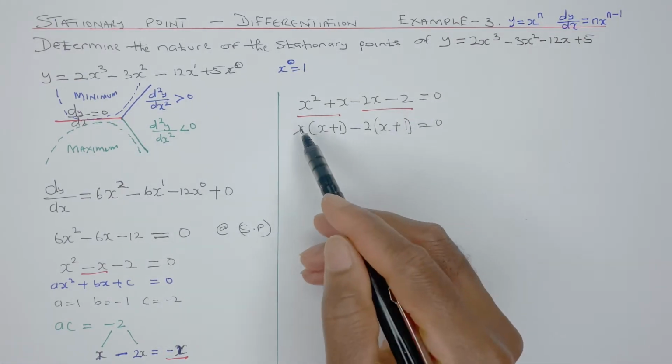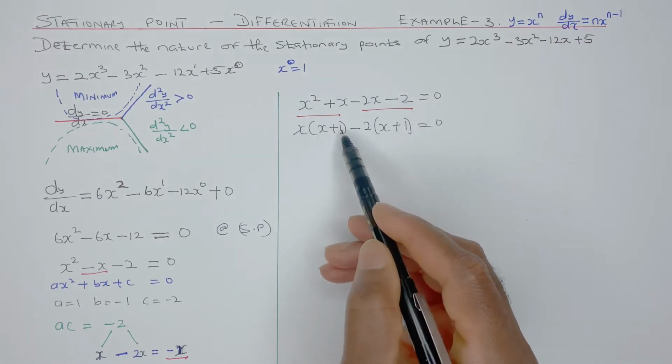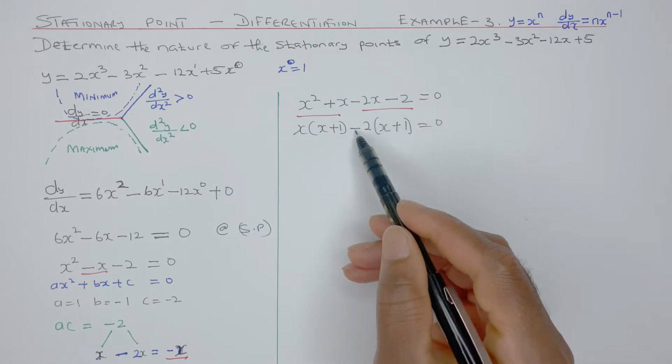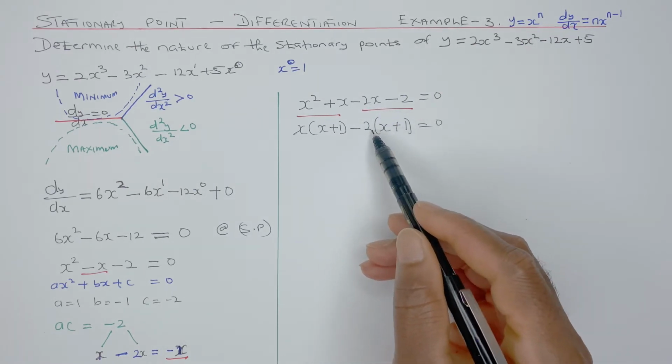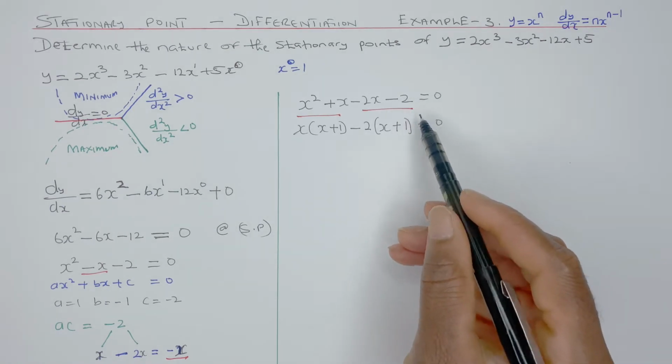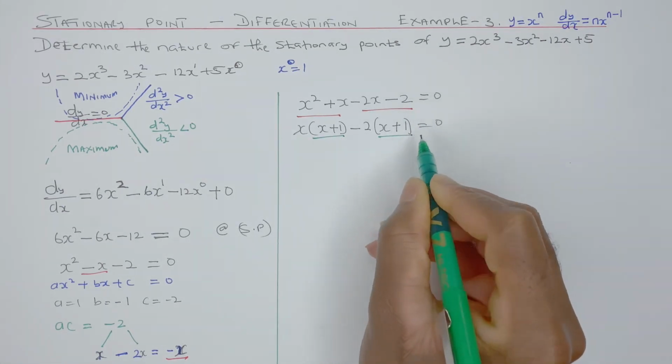We can test it to see whether we get the same thing back. x times x is x squared. x times 1 is x. Minus 2 times x is minus 2x. Minus 2 times 1 is minus 2. I can also see another common factor, that and that.